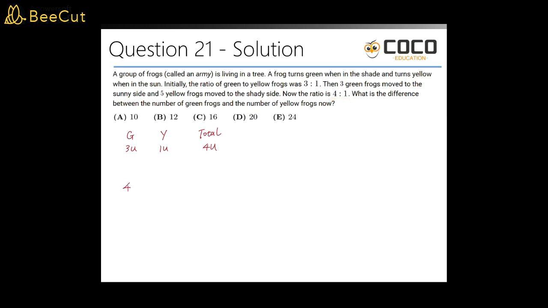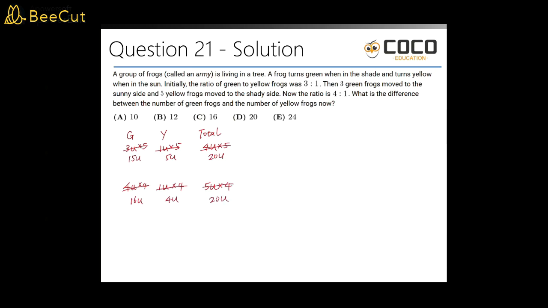Some of the green becomes yellow, then some of the yellow becomes green. Let's say 4U, 1U, the total is 5U. So the constant should be the total. Total number remains the same. 4U and 5U, we look for the LCM, that's 20. So everything on top times 5, everything below times 4. We make it into 15U, 5U, 20U. Then below we have 16U, 4U, 20U.